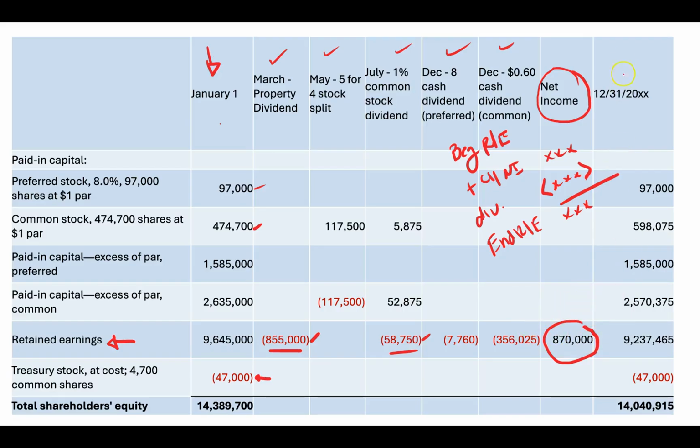So now on this last column on the right, 12/31/20XX, I have all my new balances after I've posted all the entries, and so my ending shareholders' equity is now $14,040,915.